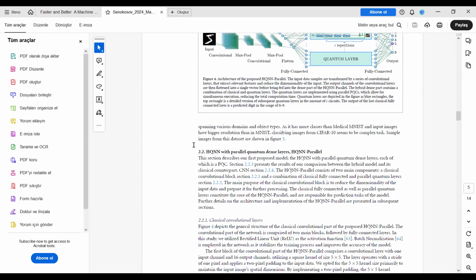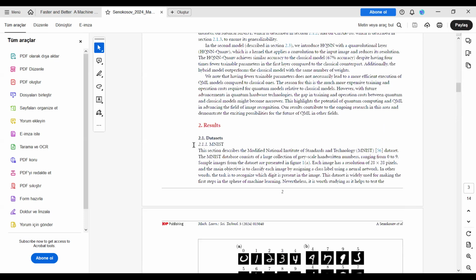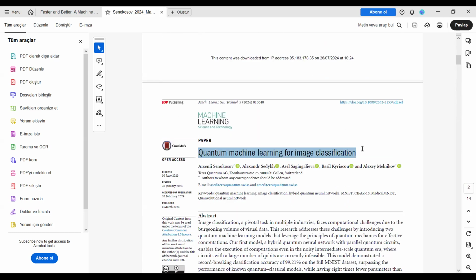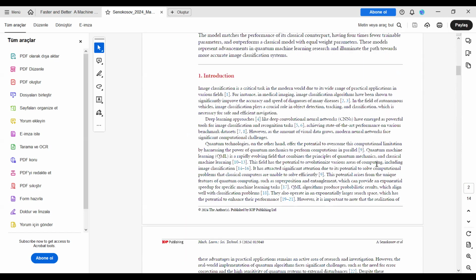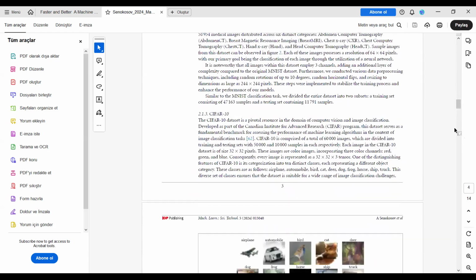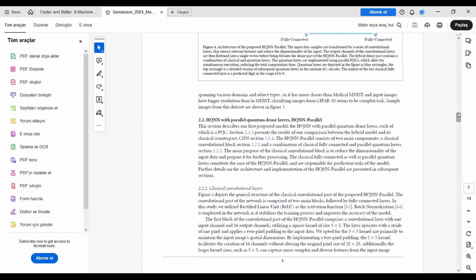I also shared this paper with all of you. It's very nice: Quantum machine learning for image classification. It's so good, and it's also for our purpose. We can use this paper for the next section.